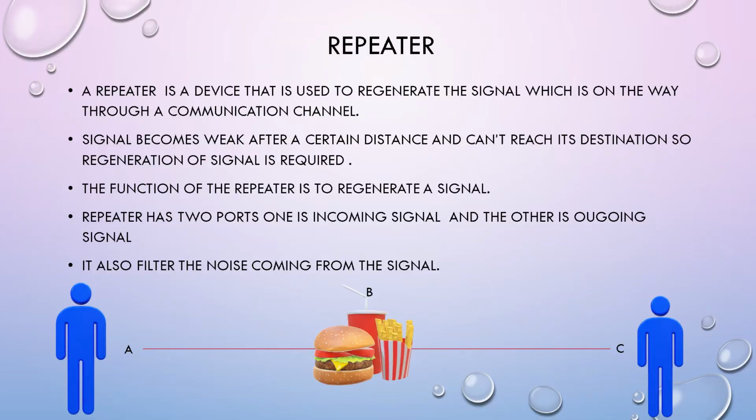Now let us see what a repeater is. By the name itself, you may understand: repeat. That means it repeats. A repeater is a device that is used to regenerate. Regenerate means to repeat the signal which is on the way through a communication channel. Signal becomes weak after a certain distance and can't reach its destination, so regeneration of the signal is required.